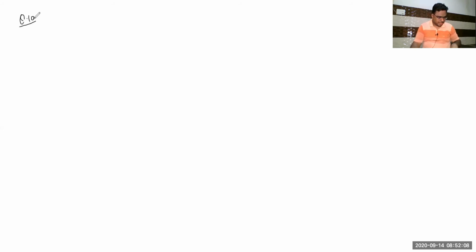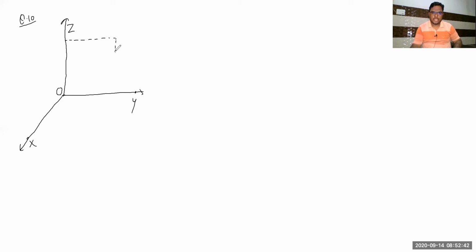In question 10, they are saying find the coordinates of the point where the line through 5, 1, 6 and 3, 4, 1 crosses the YZ plane. So first of all, let us draw the figure. X-axis, Y-axis, Z-axis, and it is origin. Now, where is YZ plane? This is YZ plane. YZ plane is generated by Y-axis and Z-axis.